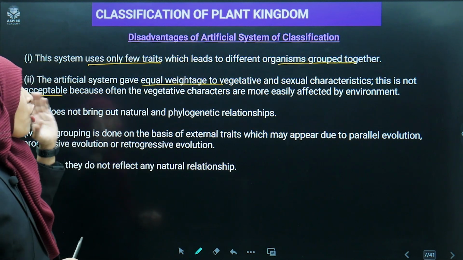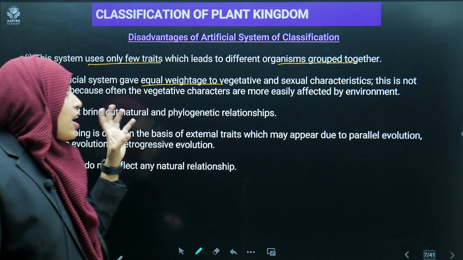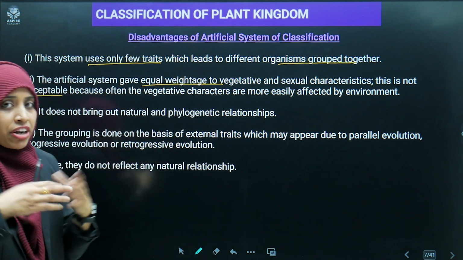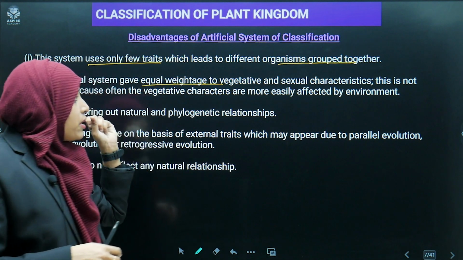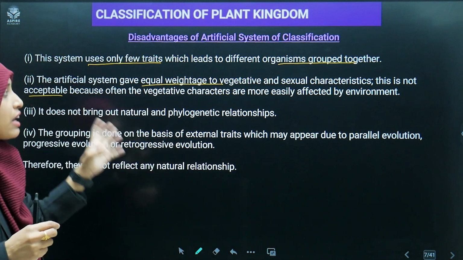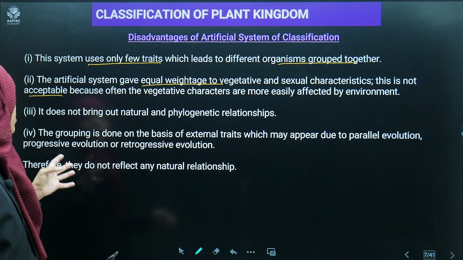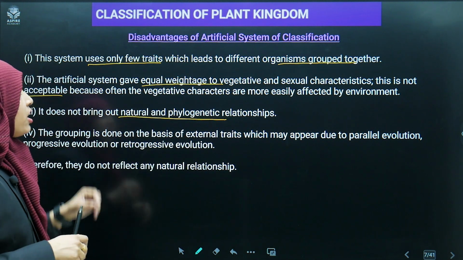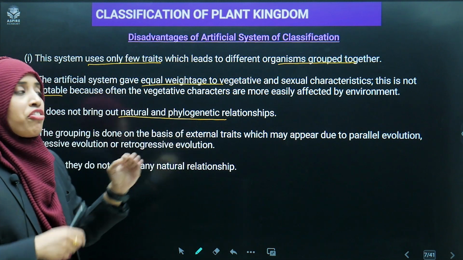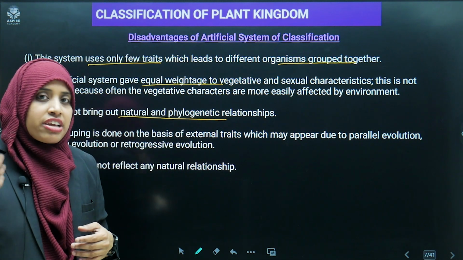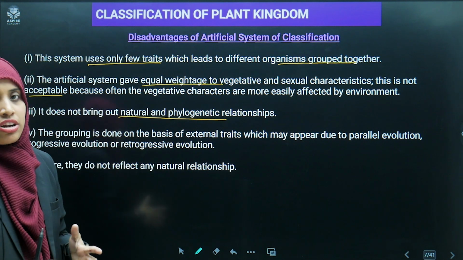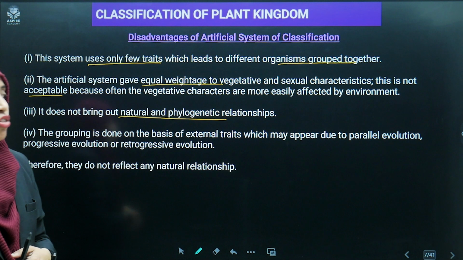Why? Because often the vegetative characters are more easily affected by the environment. Vegetative characters are affected by the environment, so generally they should not have been used, but still they were included. So it does not bring out natural and phylogenetic relationship. This artificial system did not show phylogenetic, that means evolutionary, history, and it was not natural. So this was also one of the disadvantages of this system.